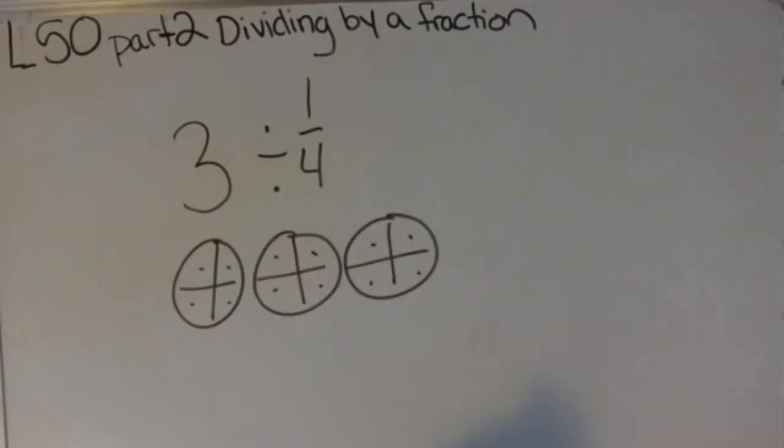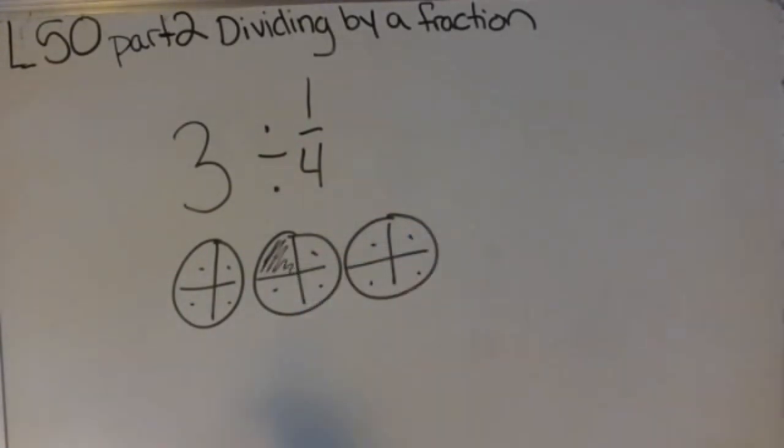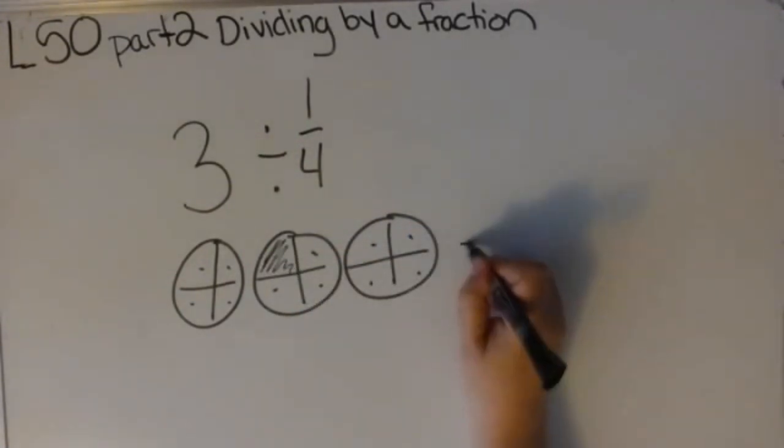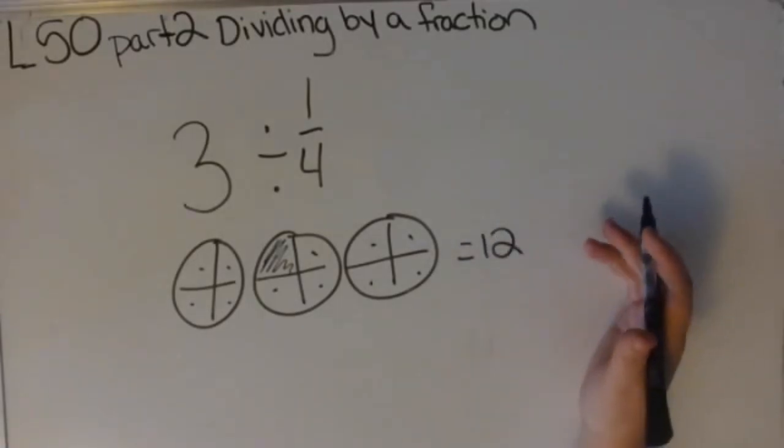That's how many 1/4s there are, right? Because each of these pieces is a quarter. So there are 12 quarters in all. So according to my drawing, my answer should be 12. Let's see if it is.